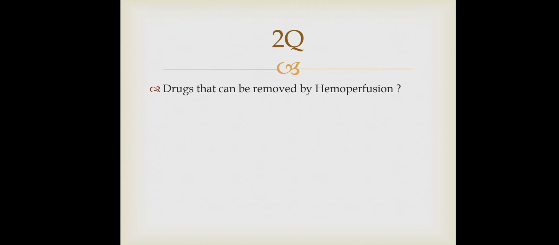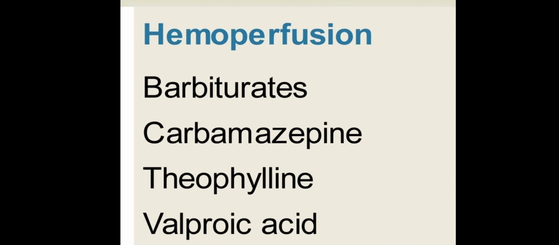So, drugs that can be removed by hemoperfusion. I'm not speaking about hemodialysis, friends. I'm speaking about hemoperfusion. What is the difference between hemoperfusion and hemodialysis? In a regular dialysis, if you add a cartridge which contains either charcoal or resin that can absorb certain toxins or drugs, it's called hemoperfusion. So what drugs, if in toxic doses, can be taken out by the hemoperfusion method? It's barbiturates, carbamazepine, theophylline, valproic acid. Okay, please remember this. This can be your exam question.